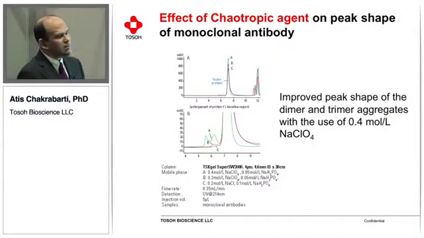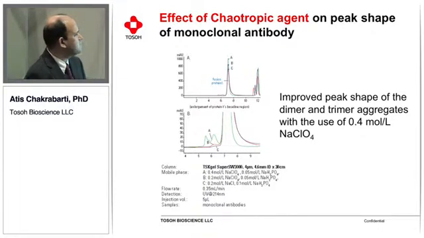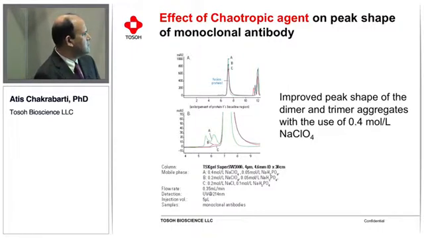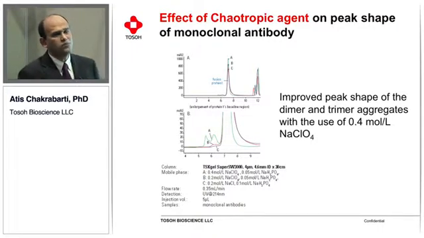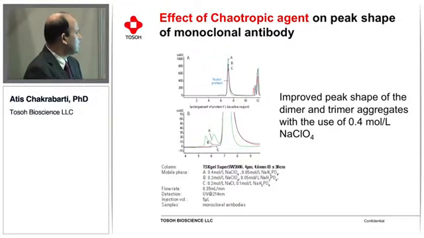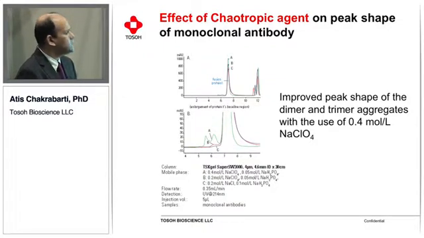Now, what is the chaotropic agent's effect on the separation? In this case we separated a fusion protein and added sodium perchlorate in the buffer, and as you see, when we used 0.4 moles per liter sodium perchlorate in the buffer, the tailing was improved. Follow the green line, which is the separation using 0.4 moles per liter sodium perchlorate. It definitely improved the tailing.